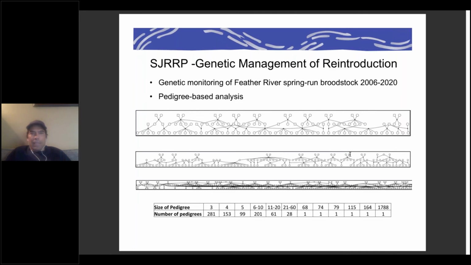So just to give you some idea of what we're dealing with here, these are some pedigrees from the Feather River spring Chinook stock that is the source currently for the San Joaquin broodstock. And this bottom pedigree is one that includes almost 2,000 individuals, and actually would go, probably, into the next room for most of you if the screen continued that long. Just to be clear, that does not mean all 1,788 of those individuals are related, but they're all connected in a pedigree.